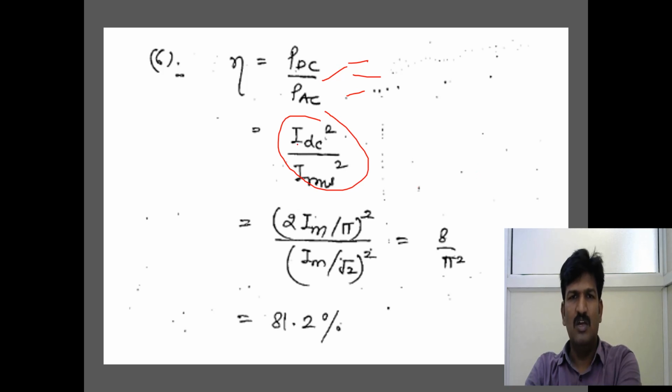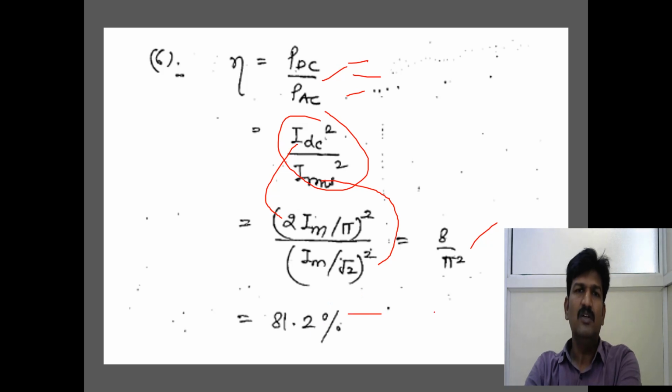Then you substitute IDC equal to Im by pi whole square, and IRMS square is nothing but Im by root 2 whole square. Then Im cancels, and the final resultant parameter is 8 by pi square. Finally we get the percentage of regulation efficiency as 81.2. It means that when you have 100% input, 81.2 percent of the input becomes regulated. But in the half wave rectifier, it's not like that. It is very small, less than 50%, I think.